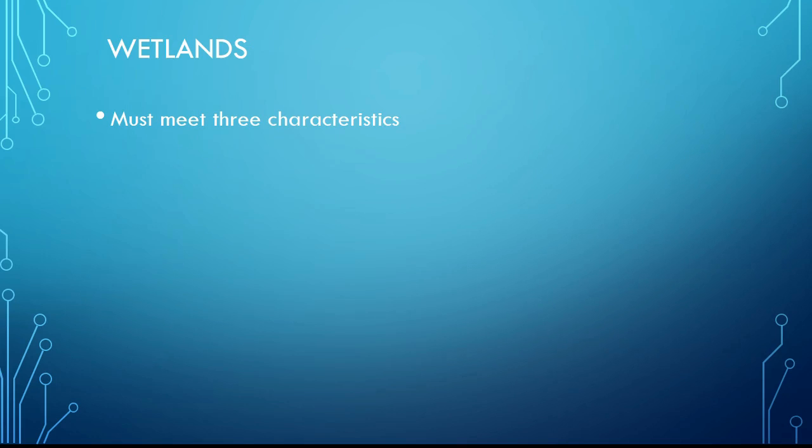So if we start with wetlands, wetlands must always meet three characteristics. They have a certain hydrology. That's a water table present, either in the soil, below the surface, or sometimes above the surface, at least during some part of the year.